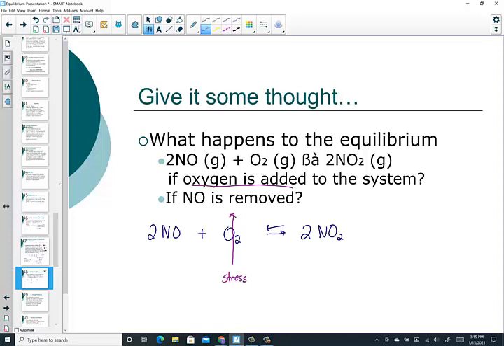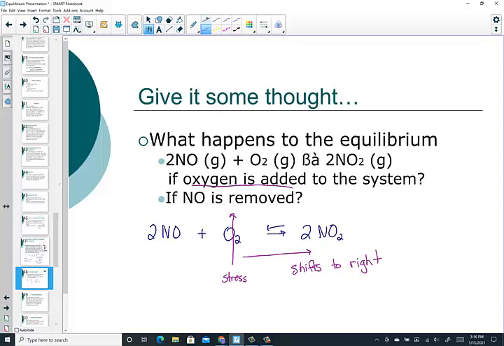What will the system do to alleviate or eliminate or reduce the stress? Get rid of it. Well, the system is going to do the opposite of what you did. If I added more oxygen, it wants to use it up to alleviate that stress. And if the excess stress is the oxygen, you better point away from it. Pointing away consumes the excess oxygen. And we say that this equilibrium shifts to the right.